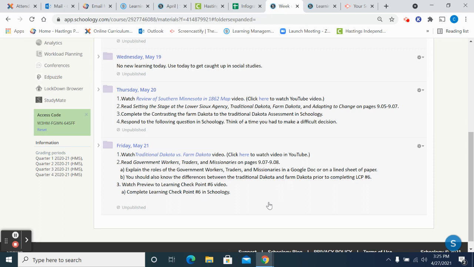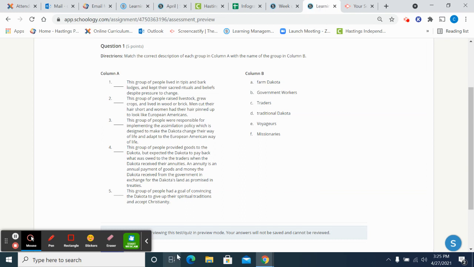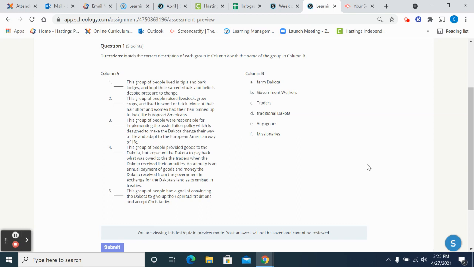All right, so let's preview learning checkpoint number 6. What I'm going to do is describe one of the roles. What you need to think about is, am I describing the traditional Dakota, the farm Dakota, the government workers, the traders, or the missionaries? You'll notice there's an extra answer right here, the voyageurs. Just throw that out. Pretend like it doesn't even exist. So here's my description. Think of what role I'm describing.